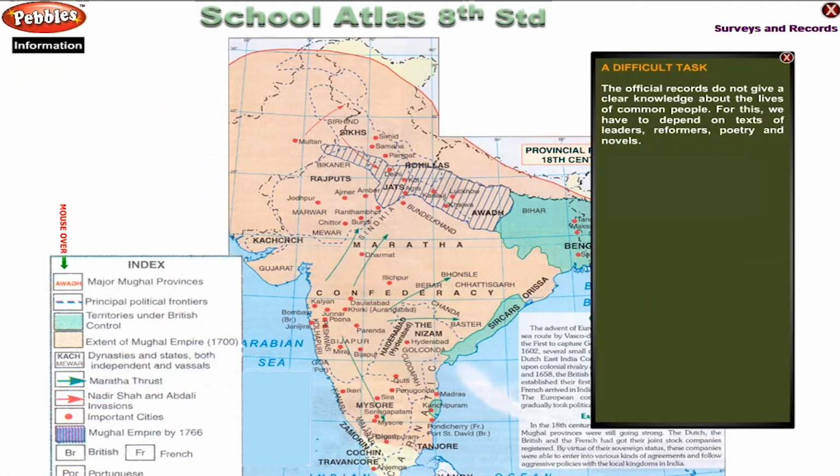A difficult task. The official records do not give a clear knowledge about the lives of common people. For this, we have to depend on texts of leaders, reformers, poetry and novels.